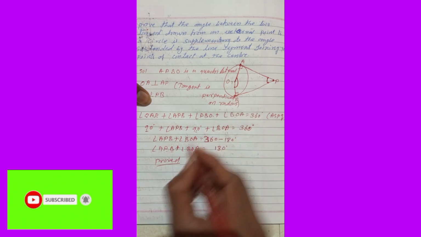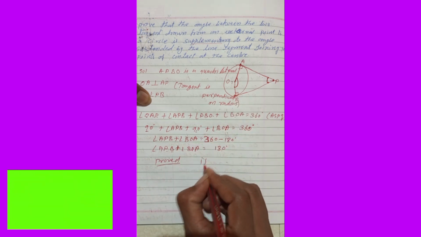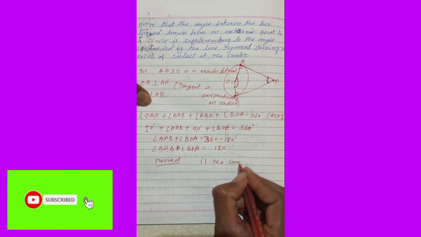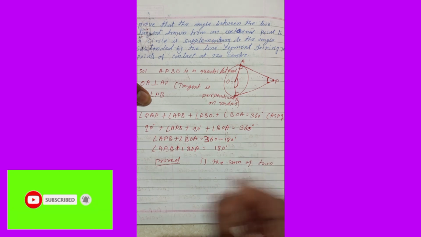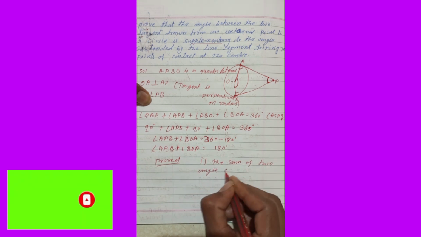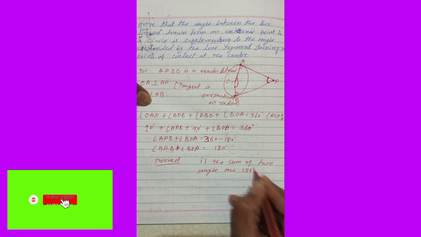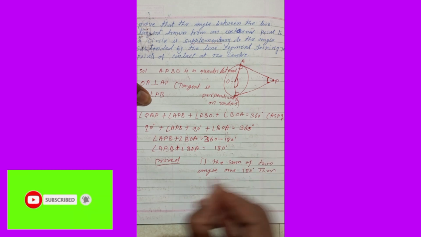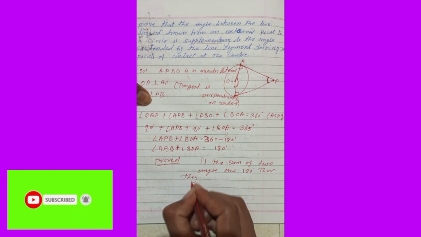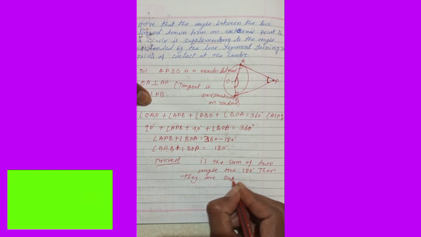If the sum of two angles is 180 degree, then they are supplementary to each other.